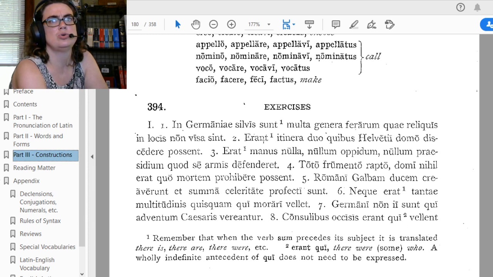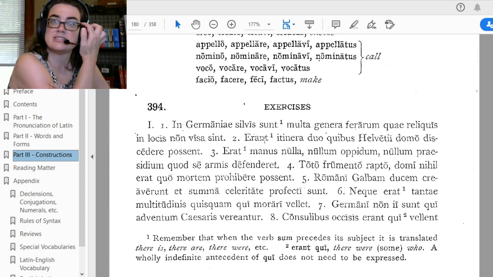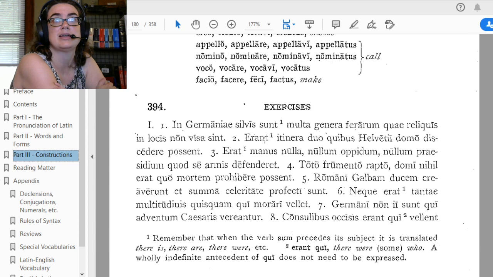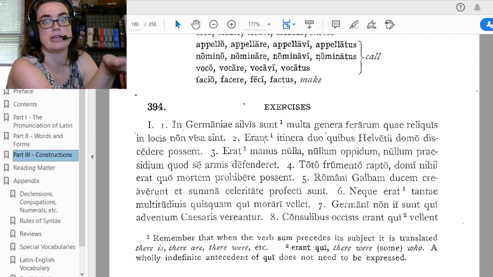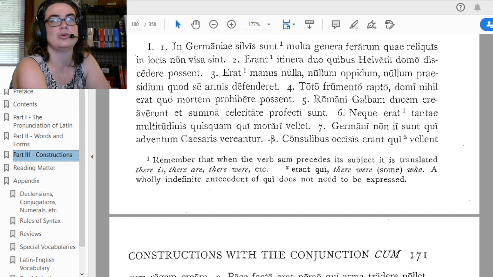Let's just look at number 2 for an example of that relative clause again. Erant itinera duo quibus Helvetii domo discedere possint. There were 2 roads by which the Helvetii would be able to depart from home. So it's not saying these were the 2 roads they used, but simply there were 2 roads that are the type that could be used to leave. So you can get a lot of meaning out of this Latin subjunctive. I love it.